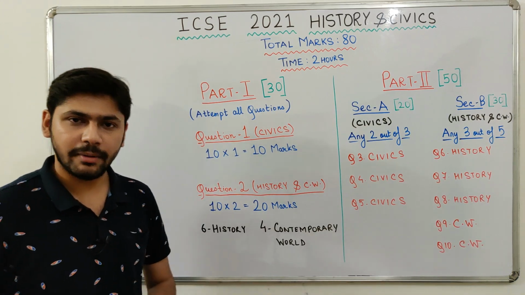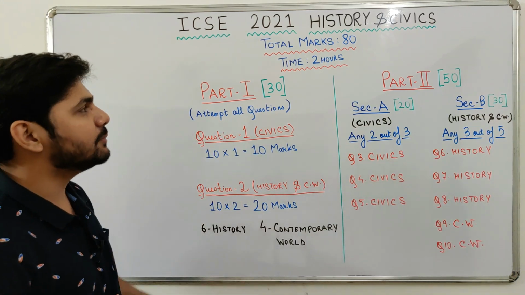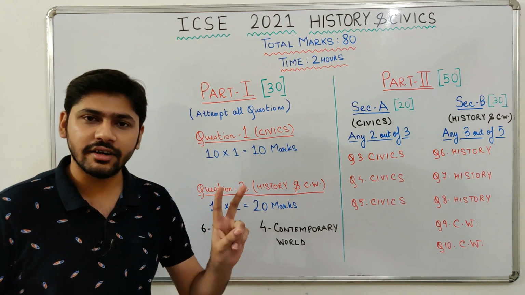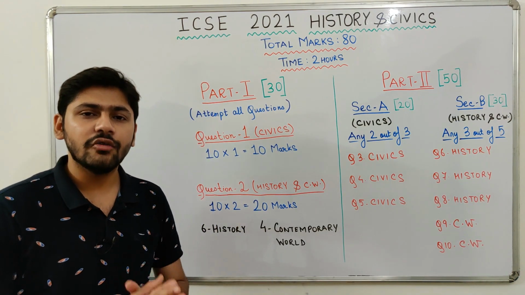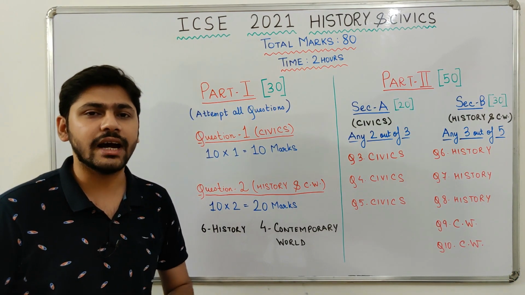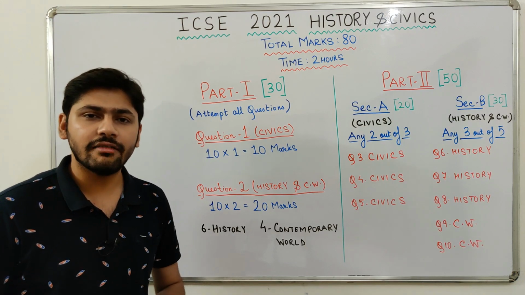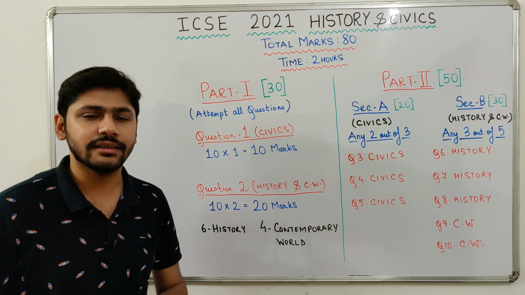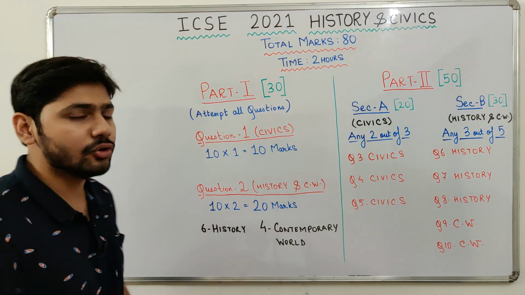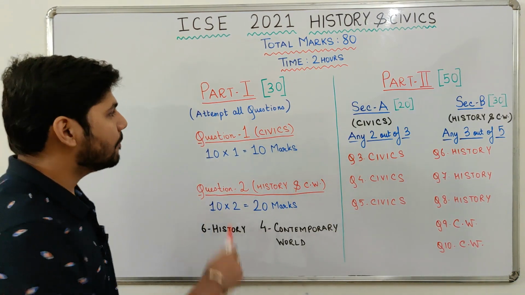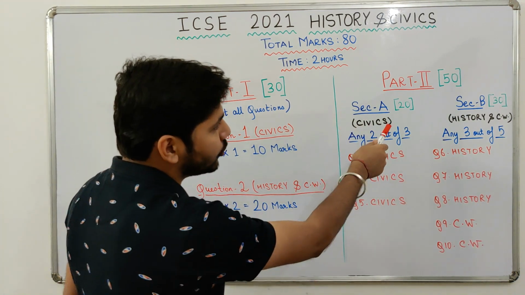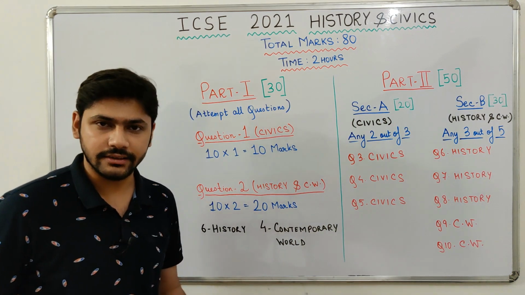Talking about the question paper pattern, the History and Civics paper will be of 80 marks and you will get 2 hours to solve the whole thing. You will also get 15 minutes to read the question paper before you start writing. So 2 hours writing time and 15 minutes reading time. The question paper is divided into 2 parts. Part 1, 30 marks, short question answers. Part 2, 50 marks, long question answers.